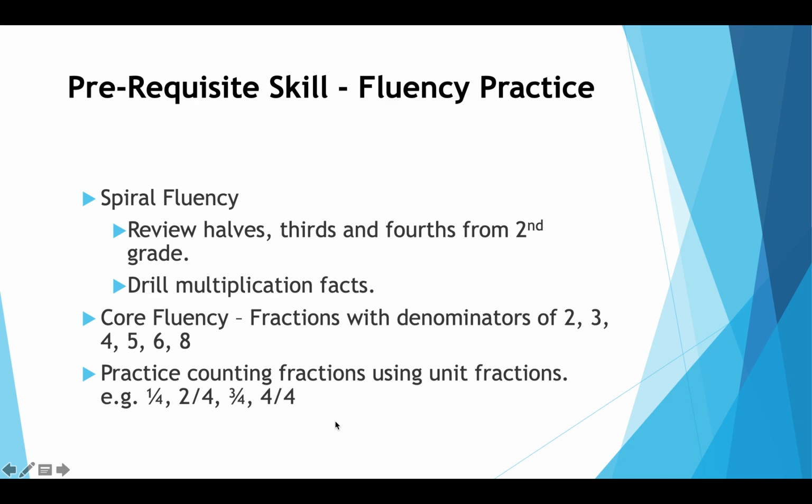The prerequisite skills for this mission are fluency practice, either or. The spiral fluency that'll help them is to review halves, thirds, and fourths from second grade. So maybe go back to second grade materials. That may already be in your materials. But a quick review of that using the models from second grade would be a good prerequisite skill. And then you should be drilling multiplication facts hardcore by now, all of them 0 through 10.